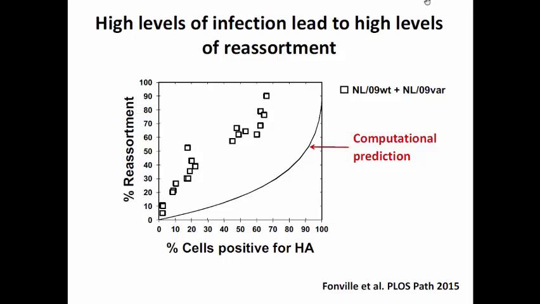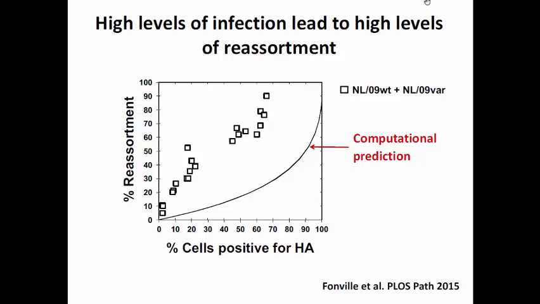I've included here for comparison the solid black line, which gives a theoretical prediction for the relationship between these 2 parameters from a computational simulation of influenza A virus reassortment. So this model is published. The reference is given here, so I'm not going to go into detail, but it's actually very intuitive.